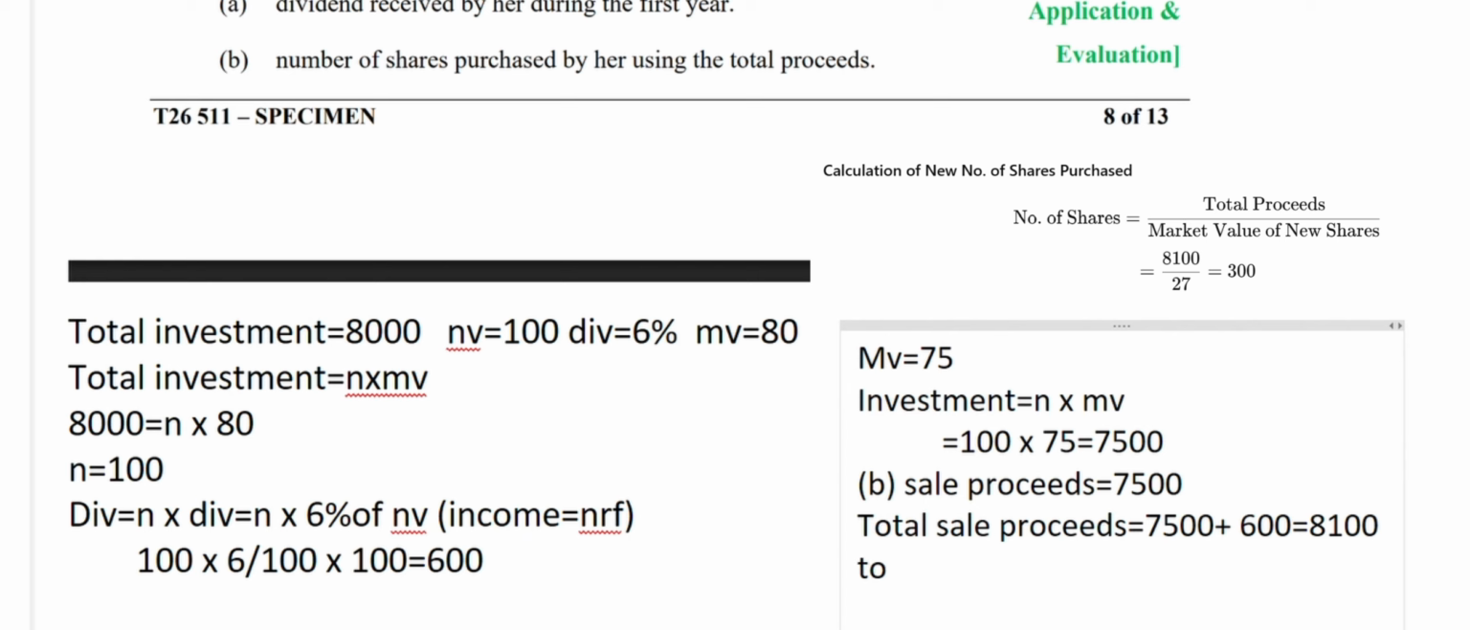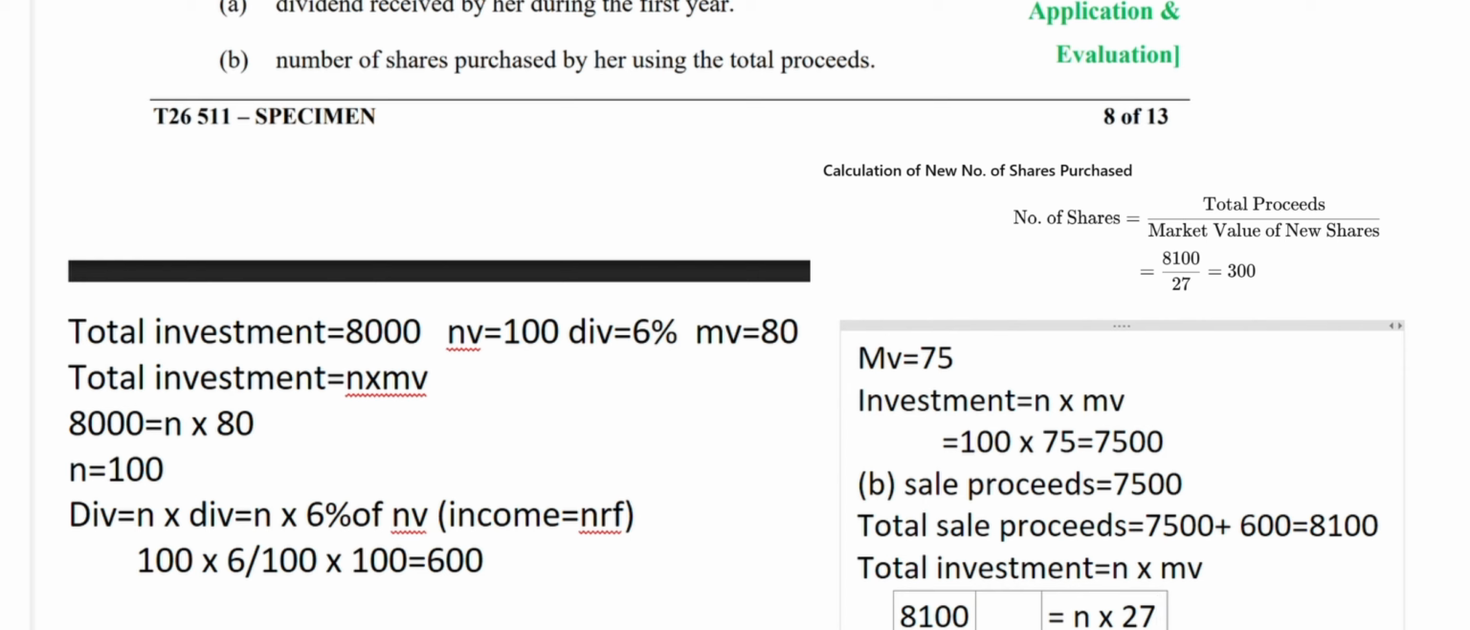Formula is total investment equal to number of shares into MB. Total investment is 8100. 8100 equal to N into MB, where N we don't know. MB is given here, rupees 27. So put this one, 27. 8100 equal to N into 27.